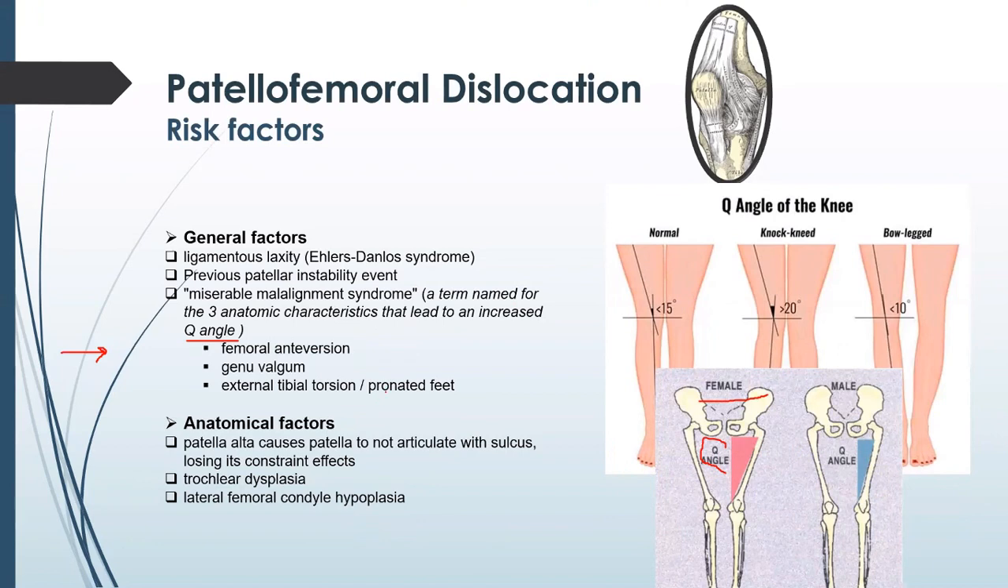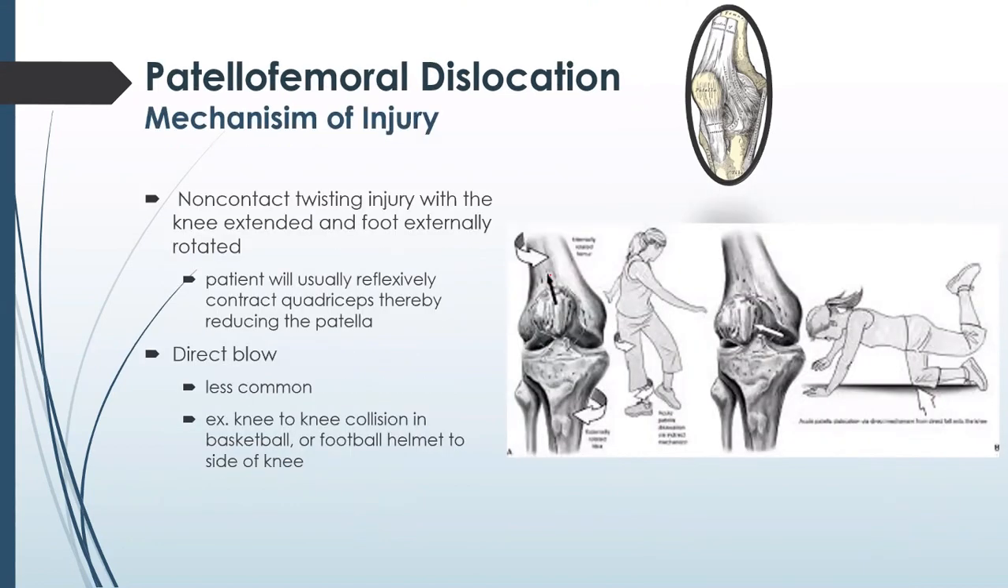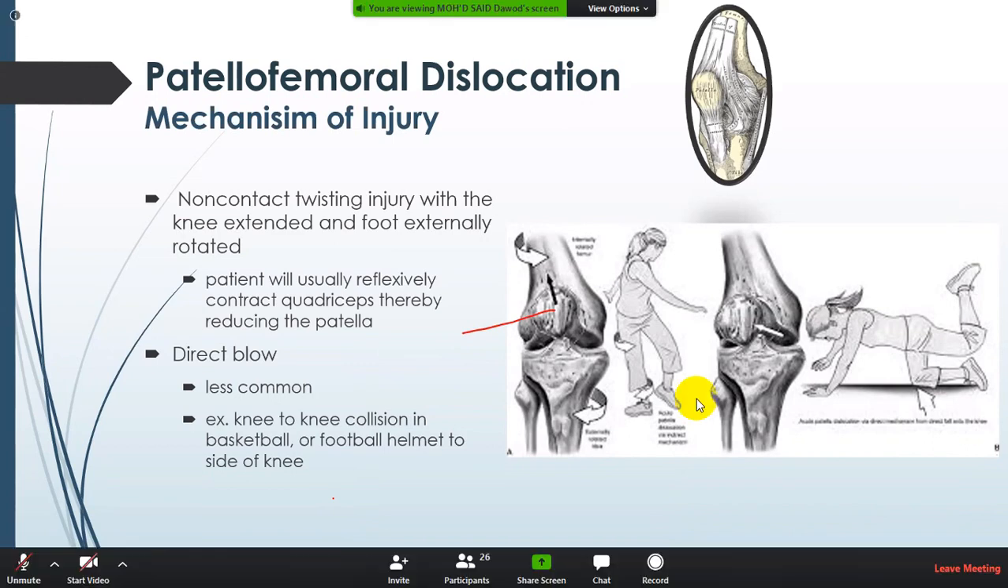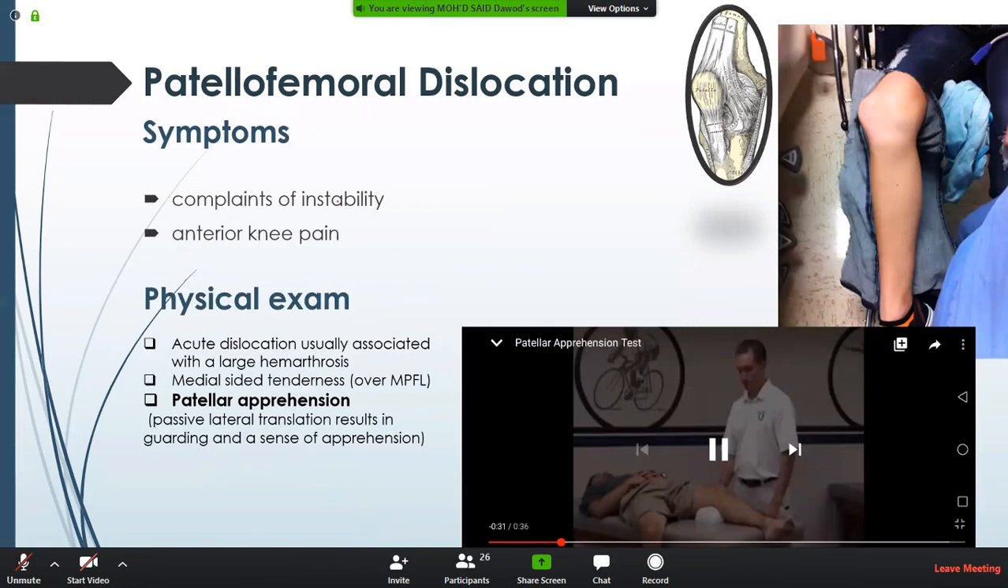So what is the mechanism of injury? Usually it is a non-contact injury, usually in the second decade of life. An adolescent female patient will exhibit a non-contact twisting injury with the knee extended and the foot externally rotated. The patient will usually reflexively contract the quadriceps, which pulls the patella and dislocates it laterally. This is also common when you have a direct trauma to the patella, which will slide it to the lateral side. So the patient will complain of instability, pain at the patella, and anterior knee pain.